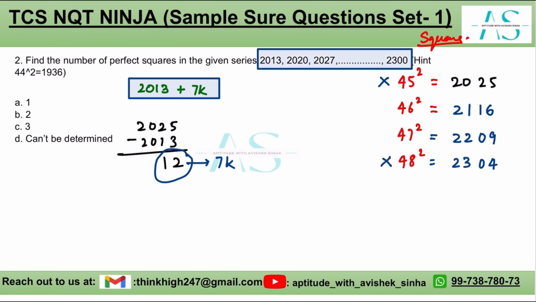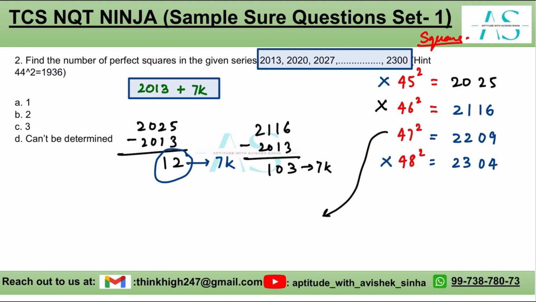Now we just need to check whether 46 square or 47 square both are in the range, or if any of them are in this range. What we can do, I've told you, 2116 minus 2013, we get 103. We have to check whether 103 is a multiple of 7 or not. So if you divide this by 7, you get 33. It is not. So again, we have to cross this.